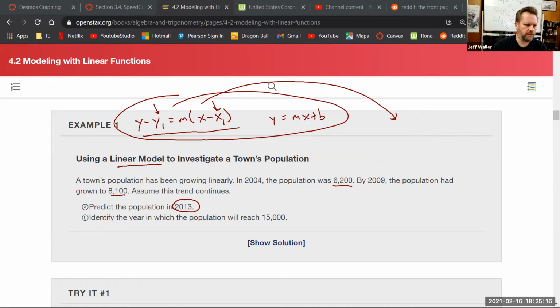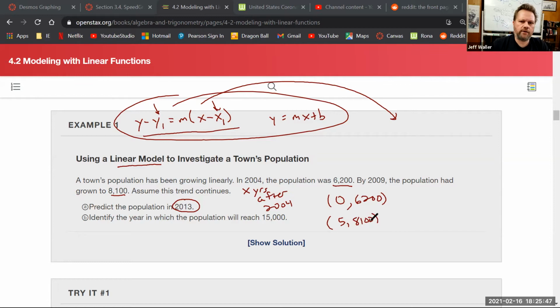So look at the points I'm going to use. You have to be careful when you're able to do this and when you can't. I'm going to say my variable is years after 2004. So my first point is (0, 6,200) and my next point is (5, 8,100). Are you guys with me out there?